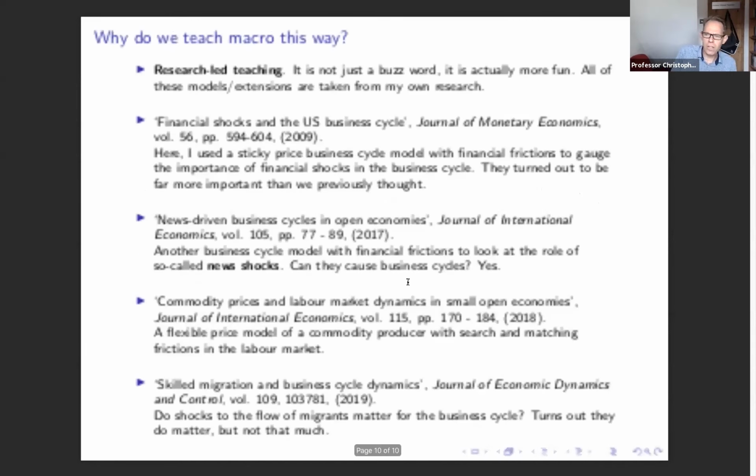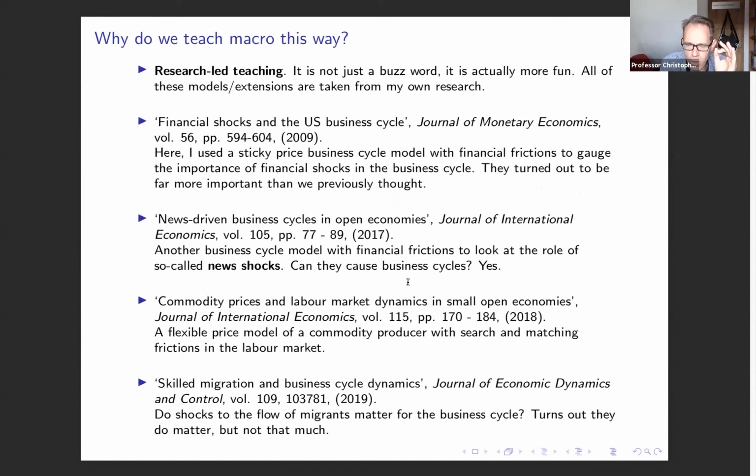Why do we do macro like this? What's the point of this? Because what we do at the University of Sheffield is very much research-led teaching. It's not just a buzzword. It's actually more fun, right? So all these model extensions that I've talked to you about are taken from my own research. Right? So I like to teach students to do the kind of economics that I've done.